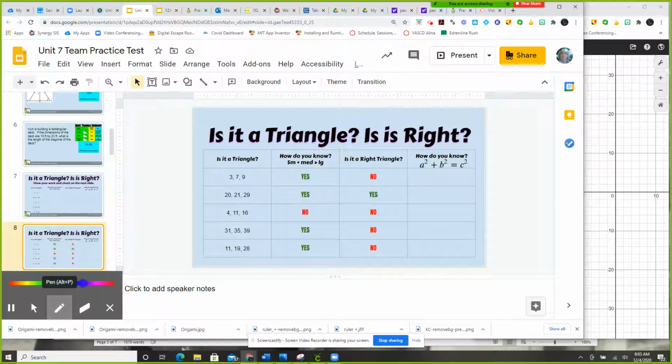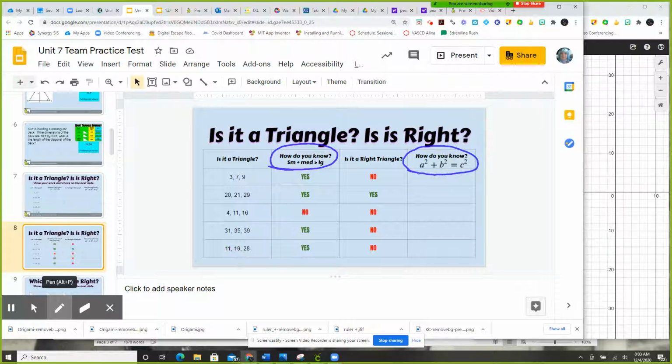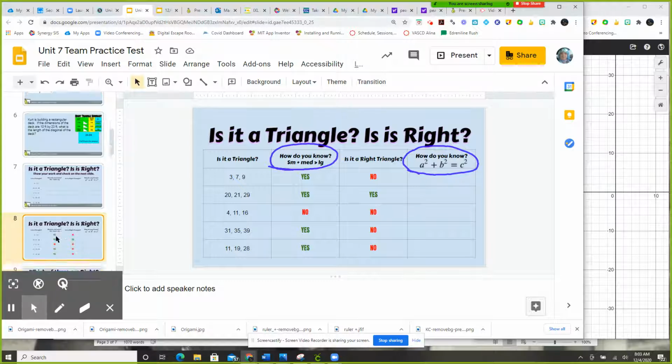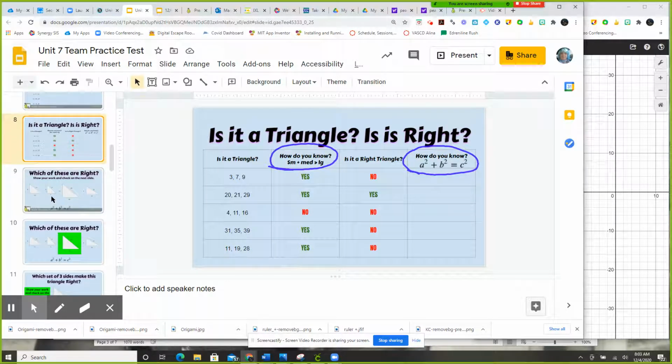Right? So remember, is it a triangle? Small plus medium is bigger than large. Is it a right triangle? A squared plus b squared equals c squared. You've got to read super carefully. If your eyes glance over the word right in one of these questions, then you're going to answer the wrong question and you're going to get a wrong answer, right? Half the battle in geometry is answering the question that's being asked.